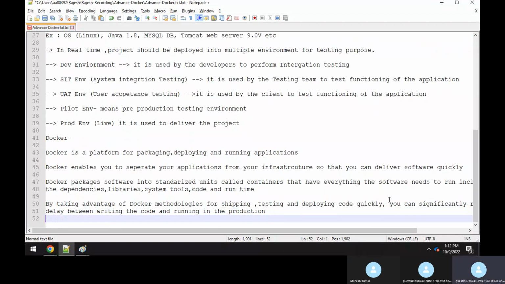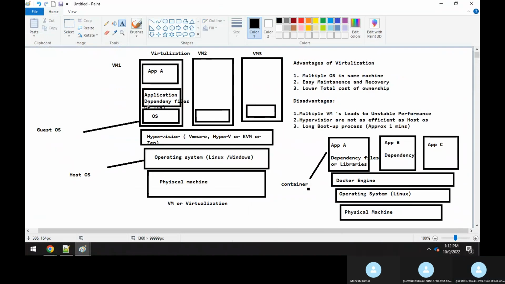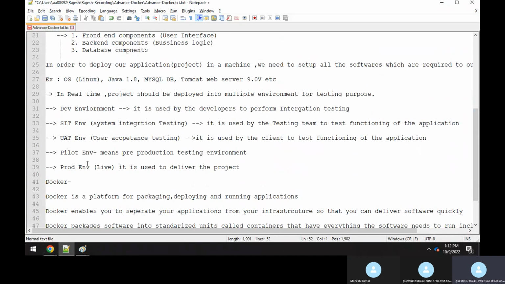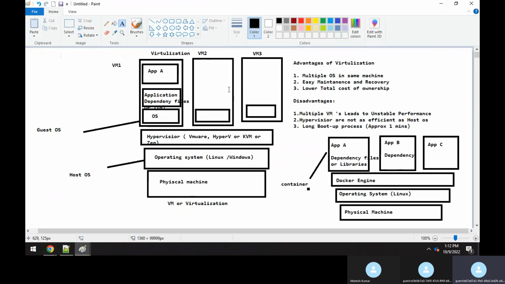So earlier what happened? The problem with virtualization is that you need to create VMs, install the operating system and dependencies and everything, and finally test it. Once you test it, you need different environments for testing, like a SIT environment or a UAT environment prior to production. So there could be some kind of delay in getting your code into production with virtualization technology.